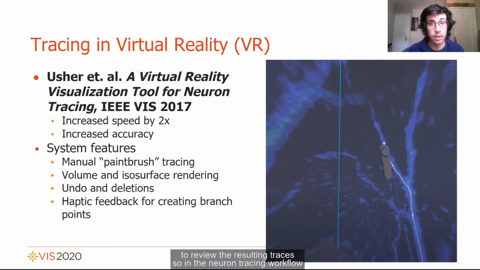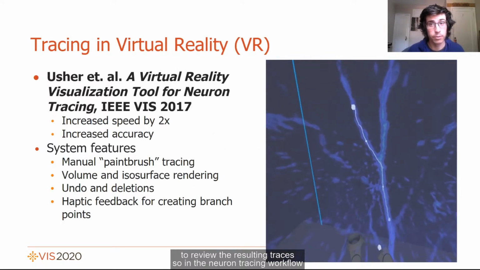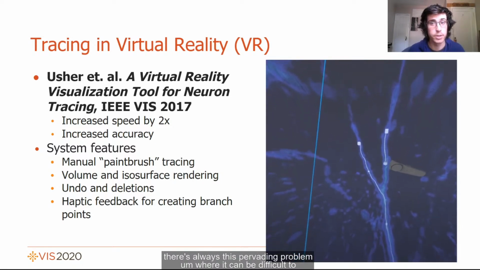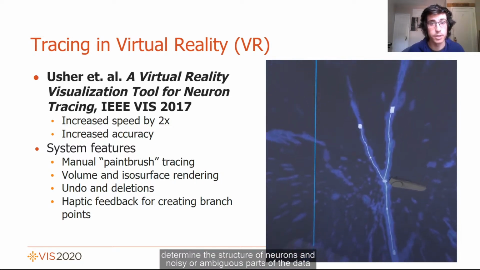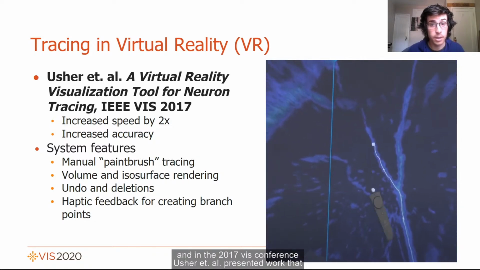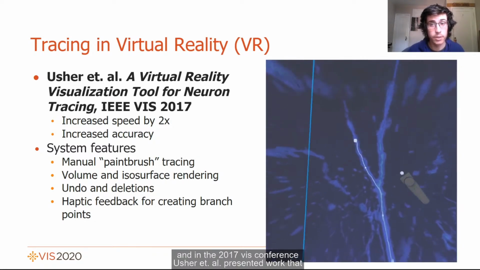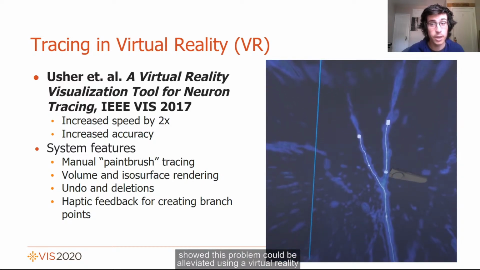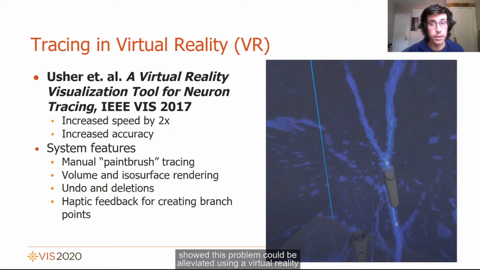In the neuron tracing workflow, there's always this pervading problem where it can be difficult to determine the structure of neurons in noisy or ambiguous parts of the data. In the 2017 VIS conference, Usher et al. presented work that showed this problem could be alleviated using a virtual reality environment.